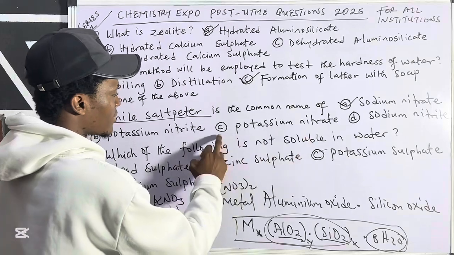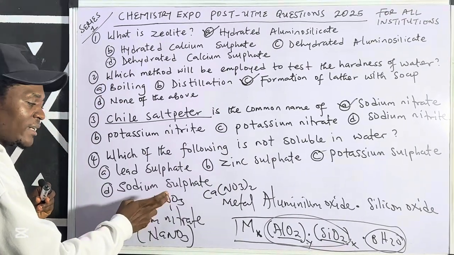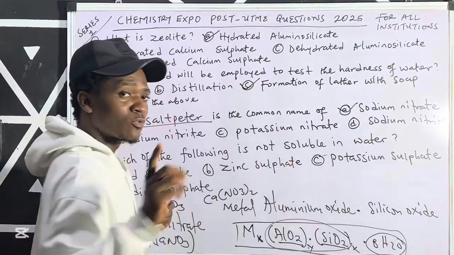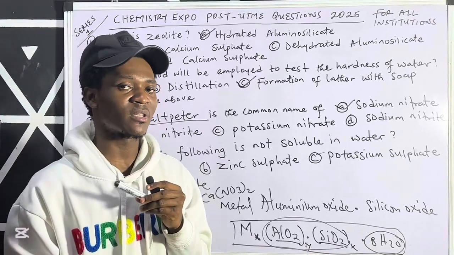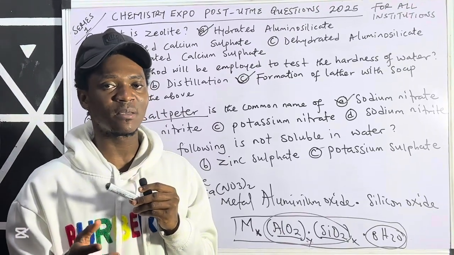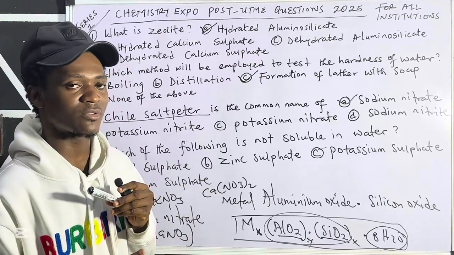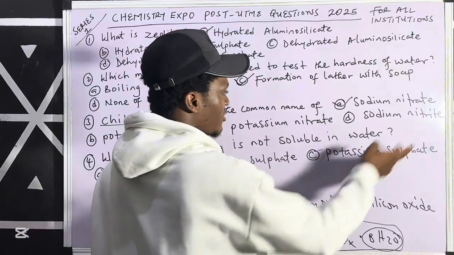Potassium nitrate, option C, is also wrong because, like I said, potassium nitrate is Indian saltpeter. Then sodium nitrite is also wrong. Please, you must be very careful when checking your options because some options seem to be the same but they are not. In this question, sodium nitrate is in the options as well as sodium nitrite.